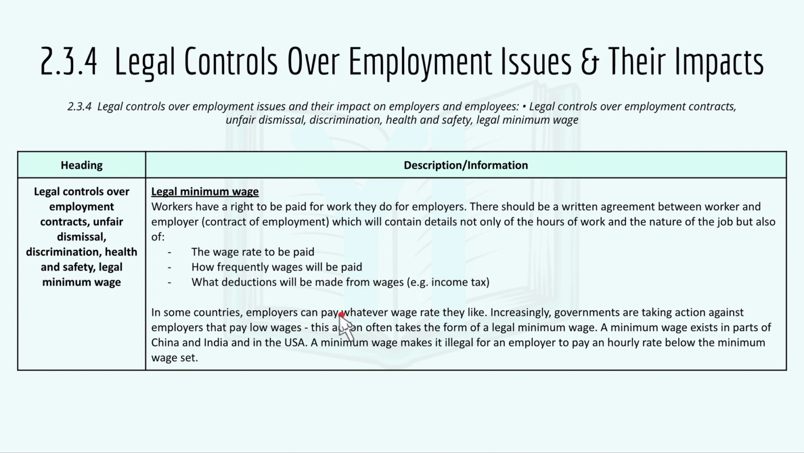In some countries, employers can pay whatever wage rate they like, and increasingly, the governments are taking action against employers that pay low wages. This action often takes the form of legal minimum wage, and a minimum wage exists in parts of China and India and in the USA, basically around the world. A minimum wage makes it illegal for an employer to pay an hourly rate below the minimum wage set.